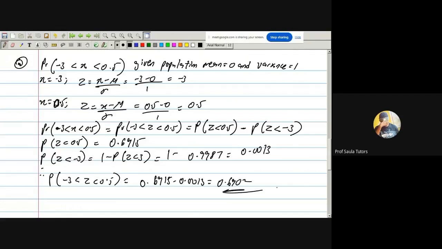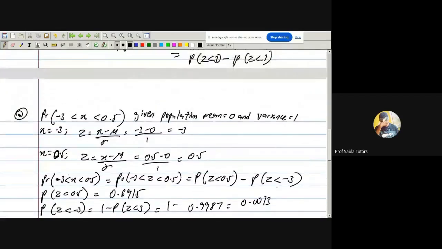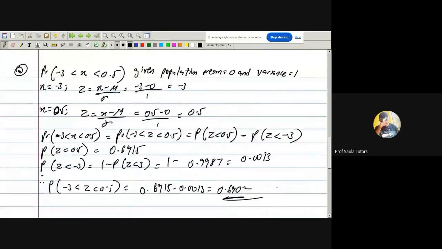Correct. That's it. As simple as that. All these are the tricky ones like this, so you can just master these two. All other ones will be simpler.